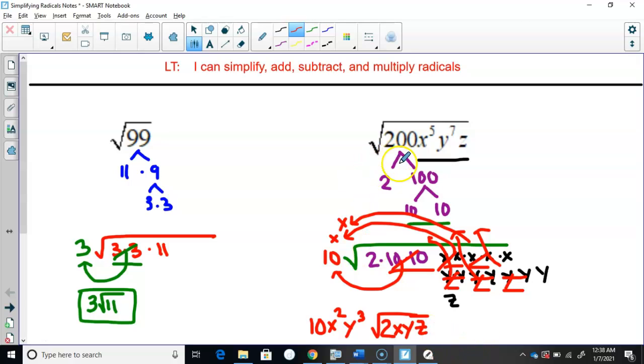Now, again, just to sum up what we did, we factored this. We looked for pairs. The pairs get to come outside. What did we learn? Everything that comes outside gets multiplied together. We had two pairs of x's, so x times x is x squared right here. We had three pairs of y's, so y times y times y comes outside. That's y cubed. And then we leave whatever's left over inside that radical. Let's move on.